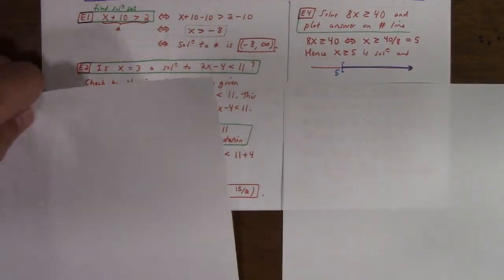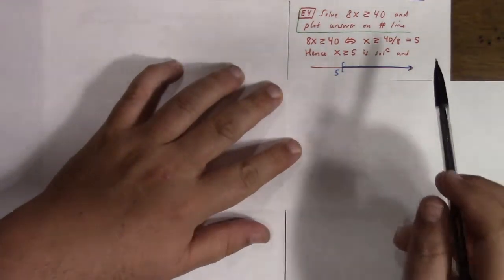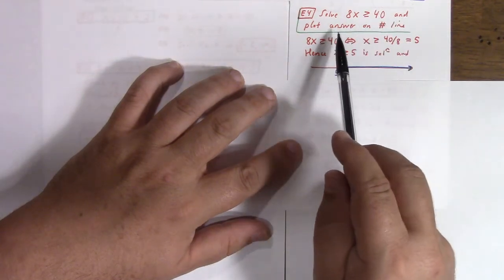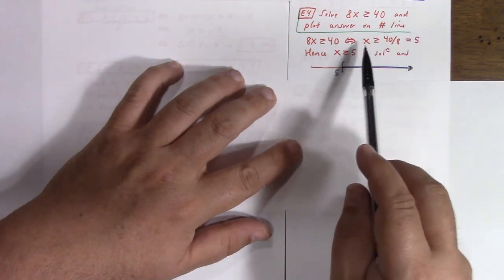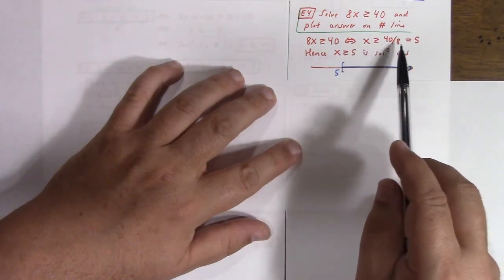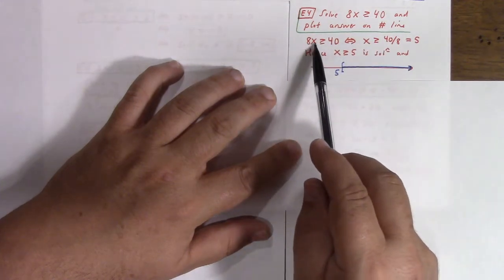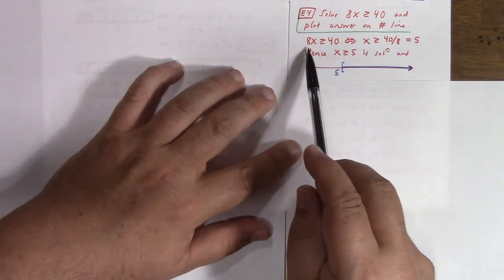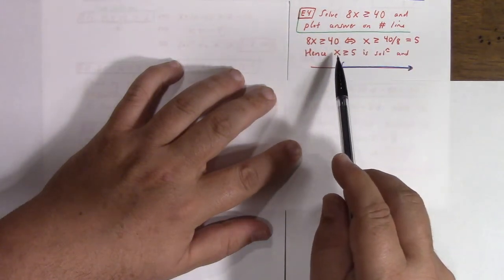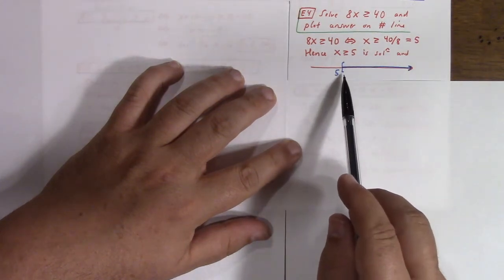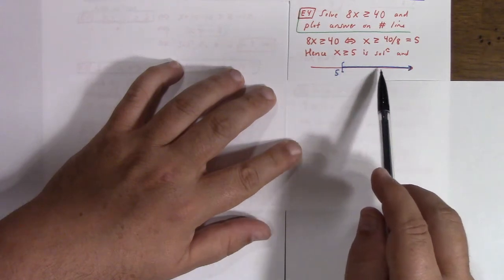All right, and cover up this other stuff. So here's problem 4. Solve 8x greater than or equal to 40, and plot the answer on a number line. 8x greater than or equal to 40 is equivalent to the same inequality divided by 8. Of course, 8x divided by 8 is x. 40 divided by 8 is 5. So 8x greater than or equal to 40 is the same inequality as x greater than or equal to 5. And on the number line, we include 5 and we just keep on going.